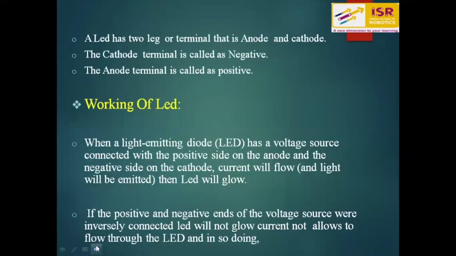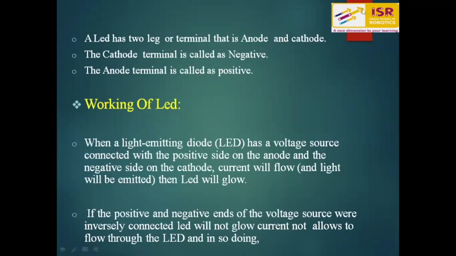Now, as you have seen in the previous slide, that LED has two legs, or you can say two terminals, and the two terminals are anode and cathode. The cathode is your negative terminal and anode is your positive terminal.